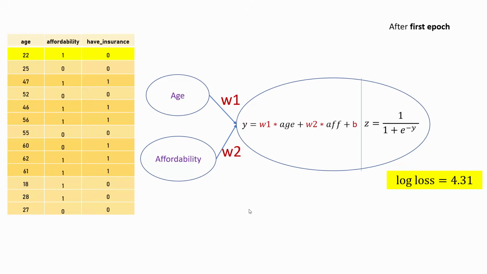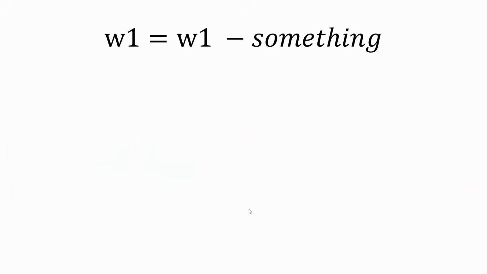So after the first epoch, my log loss was 4.31. I need to do something now to update the weights W1 and W2 in such a way that my log loss can be reduced. My goal is to adjust W1 and W2 such that the log loss is less than 4.31. So how do I do that? Well, from W1, I need to subtract some value. I need to adjust it basically, so either subtract or add some value. So what is that value?